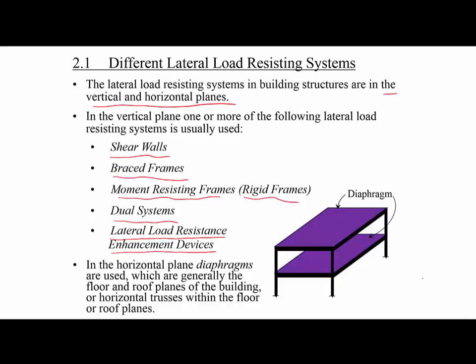All of the above were in the vertical plane, but in the horizontal plane we also have the diaphragm at the floor or roof plane, which can be in the form of a concrete slab or a metal deck, or we can have horizontal trusses within the floor or roof plane to just stiffen up the diaphragm.